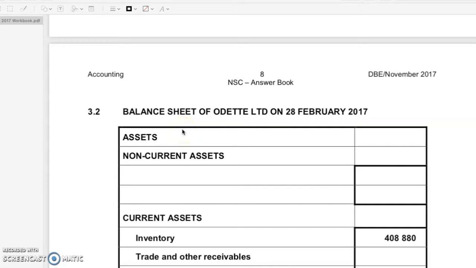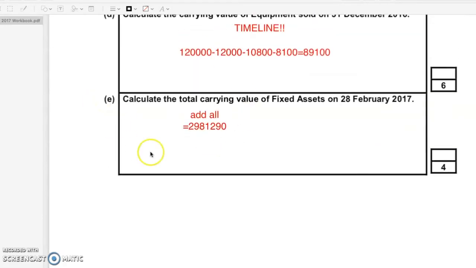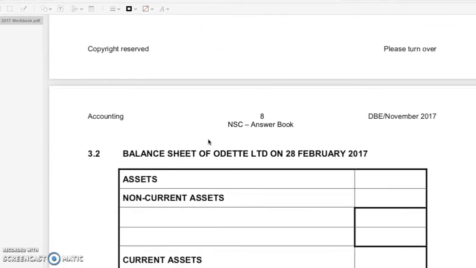Okay, so we calculated all the amounts for 3.1, which was the depreciation calculations, and we're moving on to the balance sheet. I'm going to try to do this slowly. I'll try my best, but sometimes I forget and I lose track, but I'm going to try.